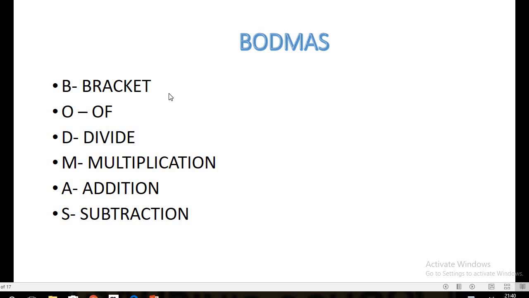And off is another word for multiplication. So off is converted to multiplication. Rest all the others are present in the same format. So moving ahead.